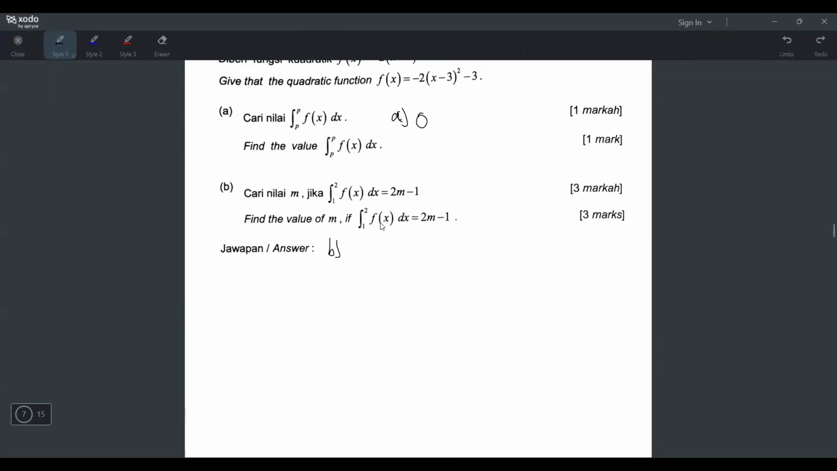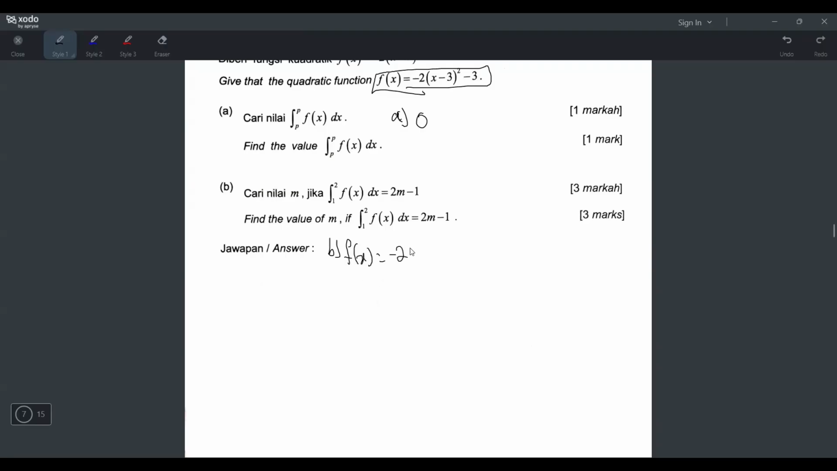So B, they say integrate from 1 to 2 f(x) dx equals 2m minus 1. But now your f(x) looks like this. And do you know, before you do differentiation or integration, if your equation can expand, you should expand first. So I don't want to integrate first. I want to expand first, so that it looks like the general form.